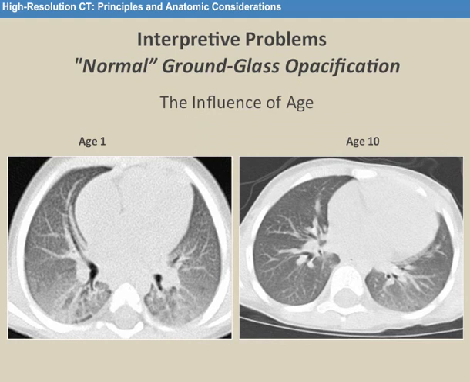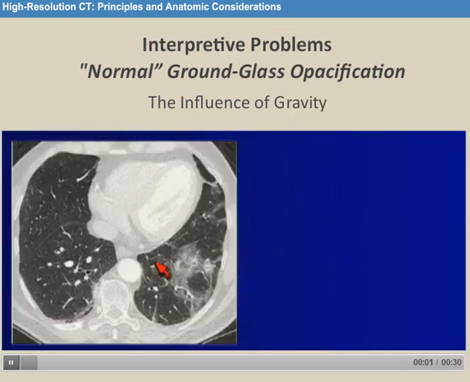Why? Because there are fewer alveoli. Fewer alveoli mean less air. Less air means the lungs look white. So this is not a question of disease. This is real ground glass attenuation, but it's physiological, and we can understand why that is. And we've all seen scans like this.